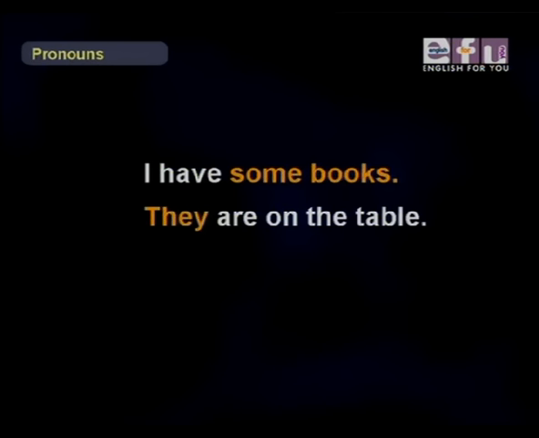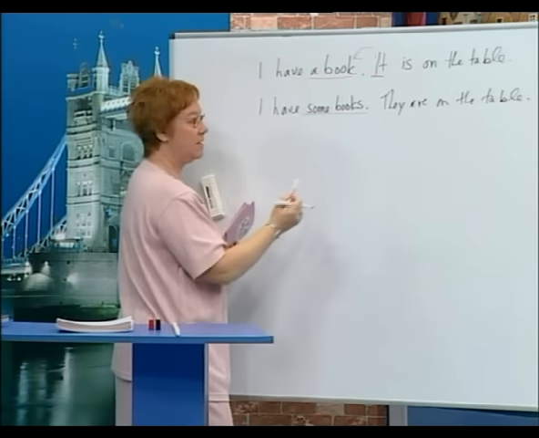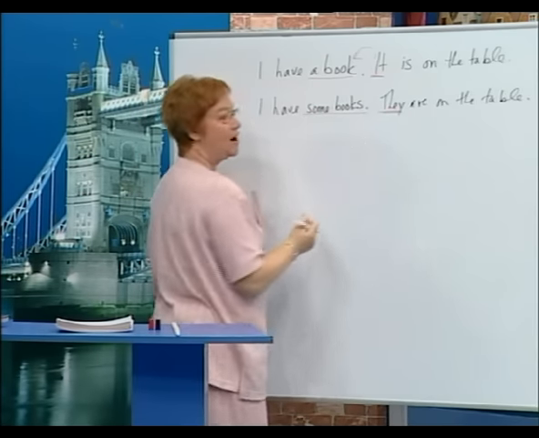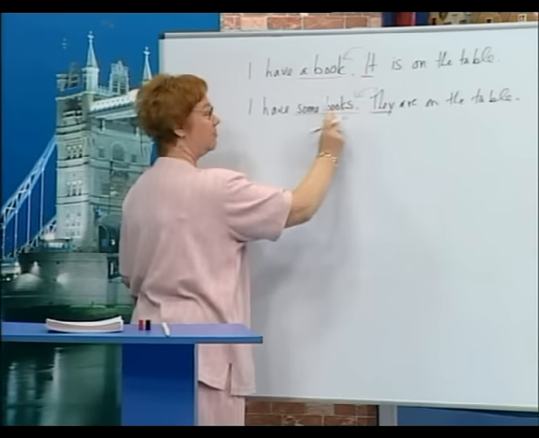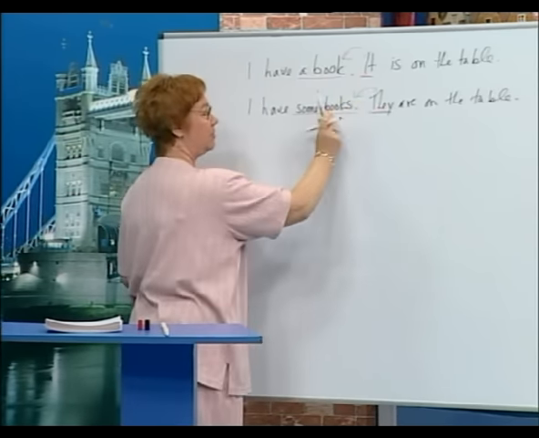They are on the table. Okay, so I have some books, plural. I have some books. They are on the table. Okay, plural, plural. All right? Great. Now, let's practice with some sentences.